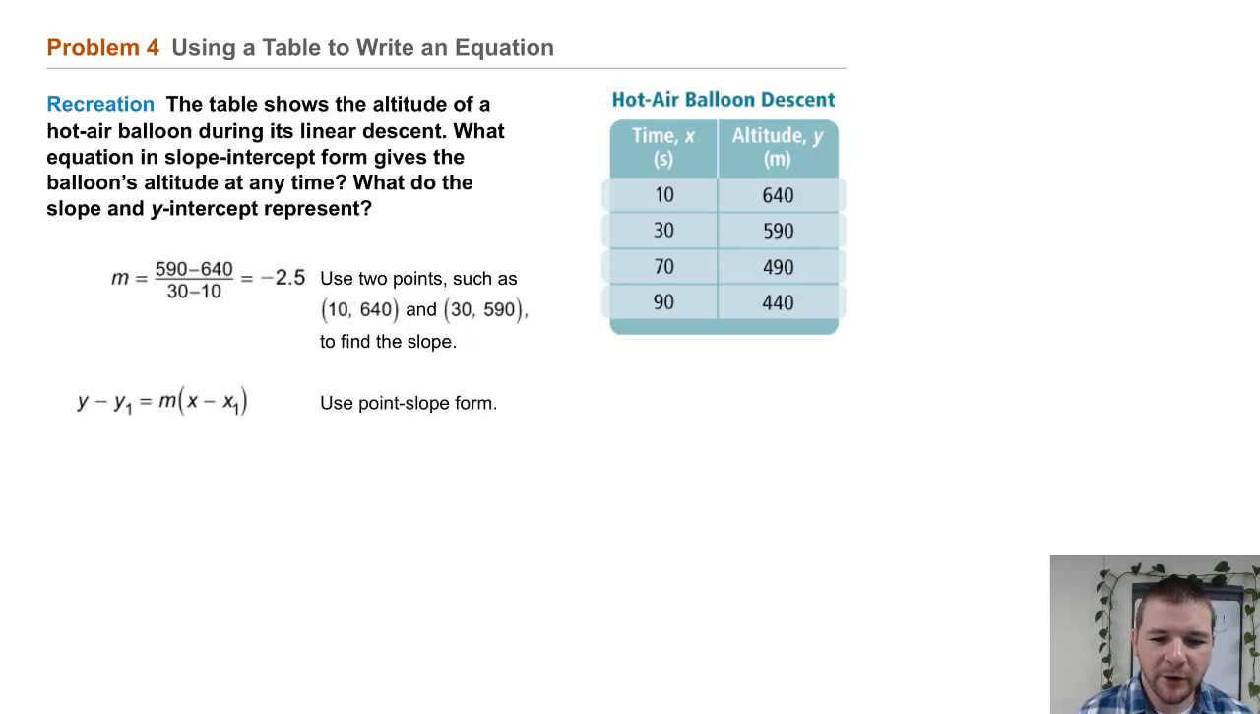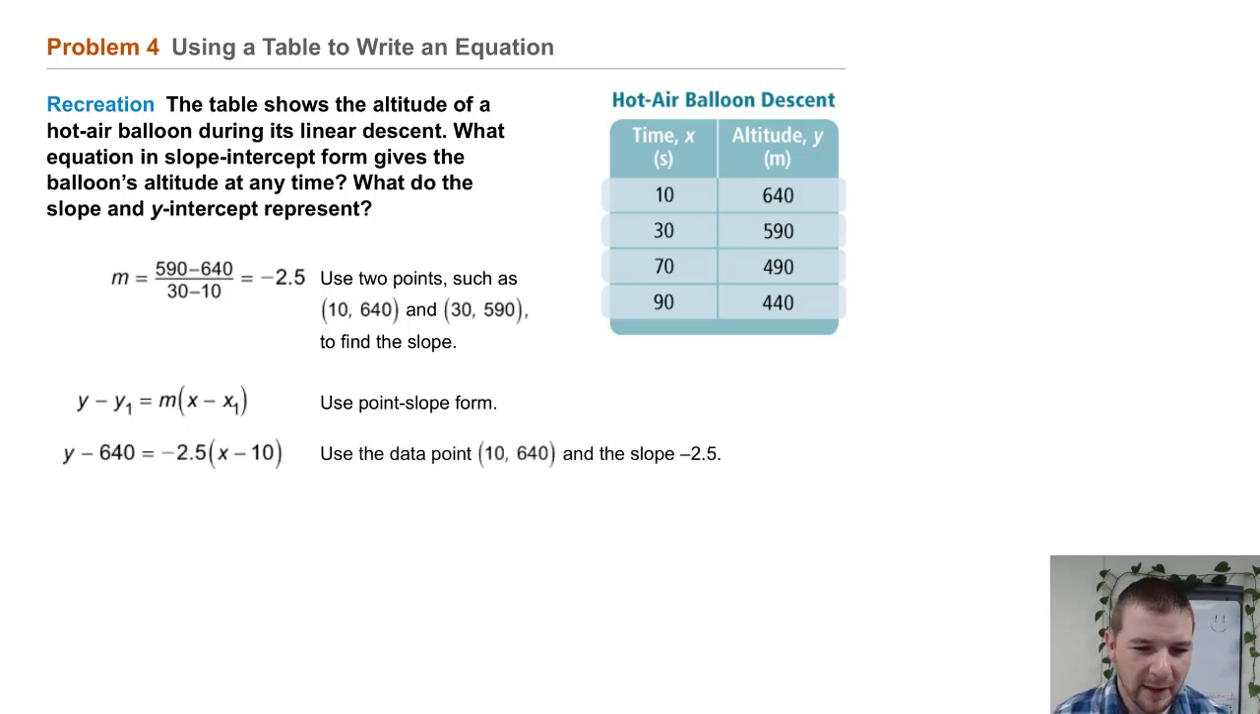Next, we're going to use point slope form. So remember, that's y minus y sub 1 equals m times the quantity x minus x sub 1. We plug in a data point. We can choose any one we want, but 10, 640 is chosen in this example. And the slope that we just calculated, negative 2.5. So we find point slope form, y minus 640 equals negative 2.5 times the quantity x minus 10.